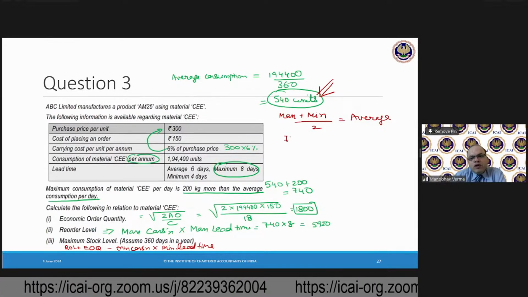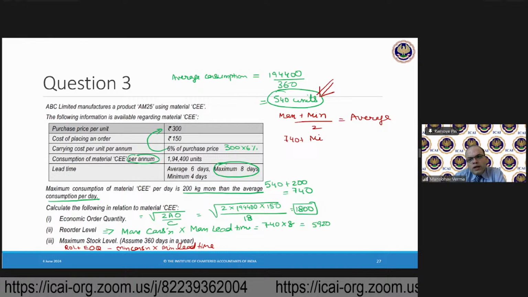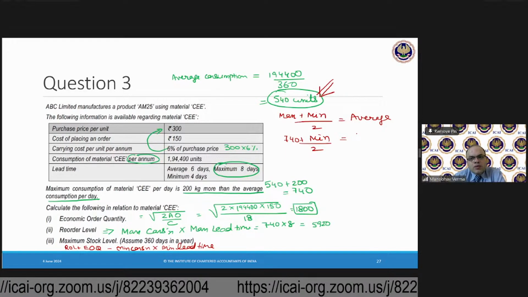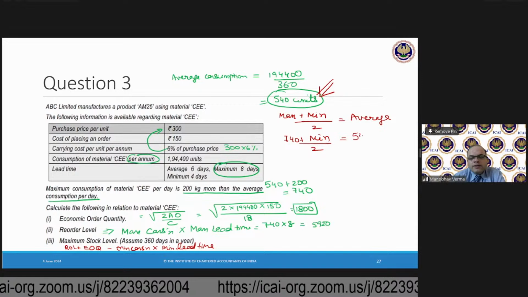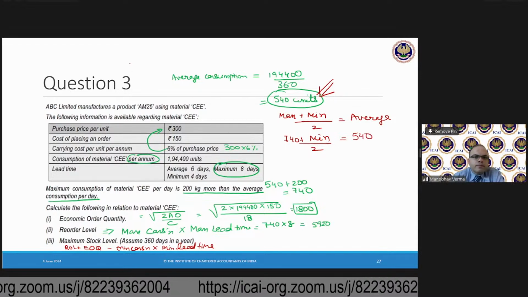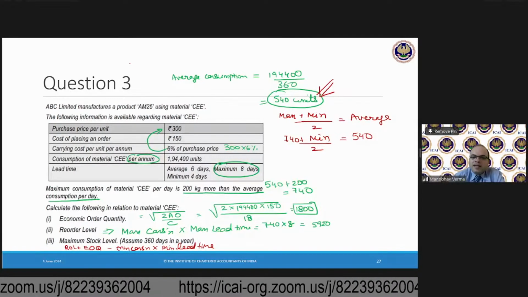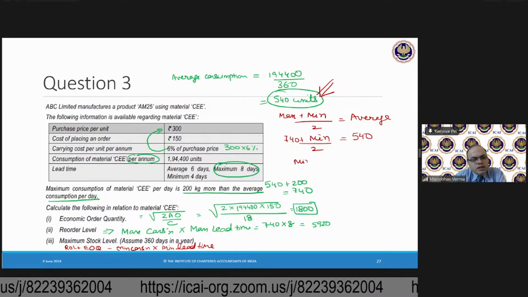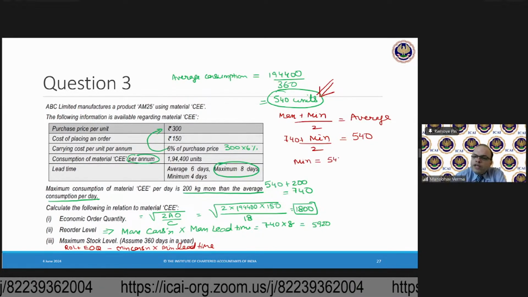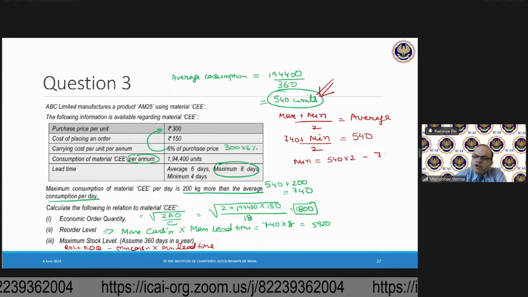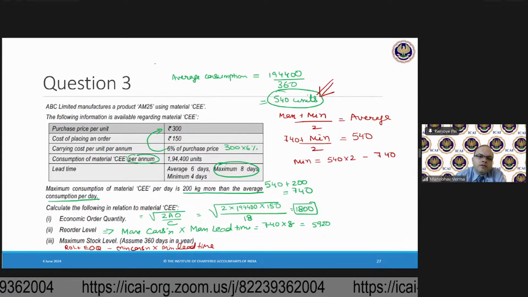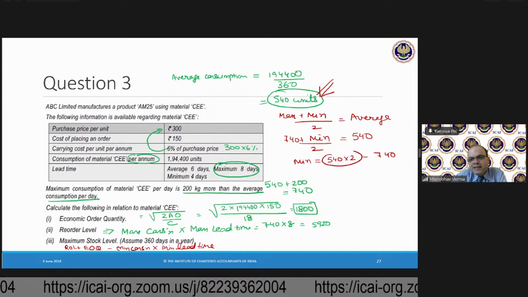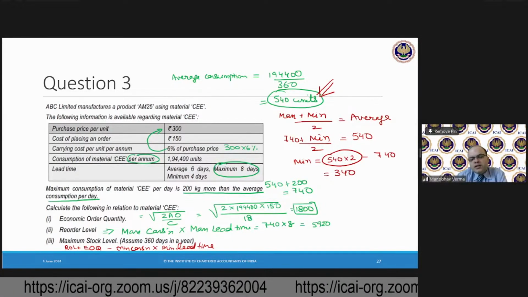So we calculated 740. Minimum we need to calculate upon 2 is what we are looking at, 540 here. It's a simple trick. It's a simple trick. So minimum would be, based on this, 540 into 2 minus 740 here. Preeti said it should be 340. Preeti, I hope this is the way you calculated, right? So minimum is 340 in this case.